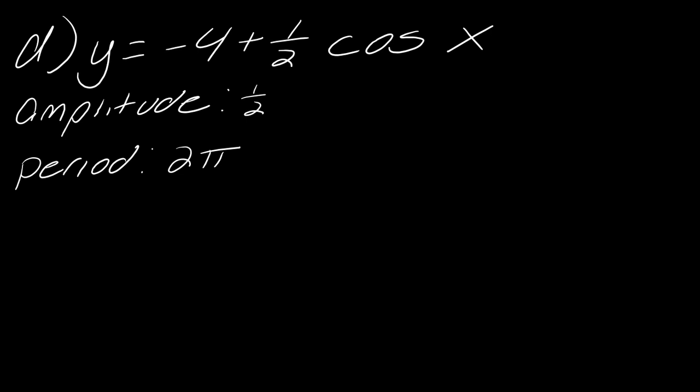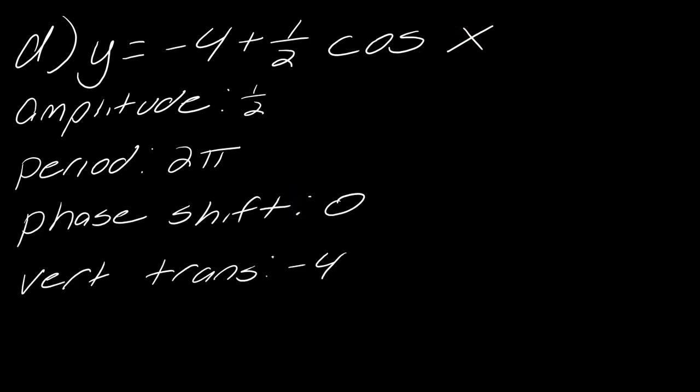Okay, so my amplitude, now I have a number right in front of my trig function, so that's 1/2, so amplitude's 1/2. Period is still 2 pi, there's no number in front of the x. The phase shift is 0 because it's just x, right? It's not x plus a number. So if it's just x, your phase shift is automatically 0. And the vertical translation is this number right here, -4.